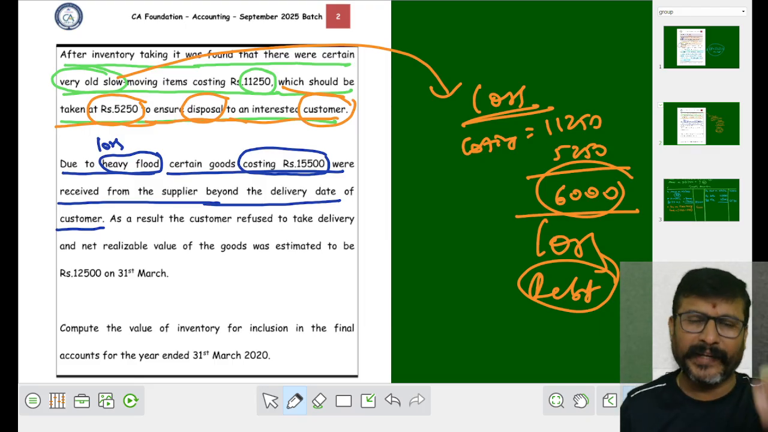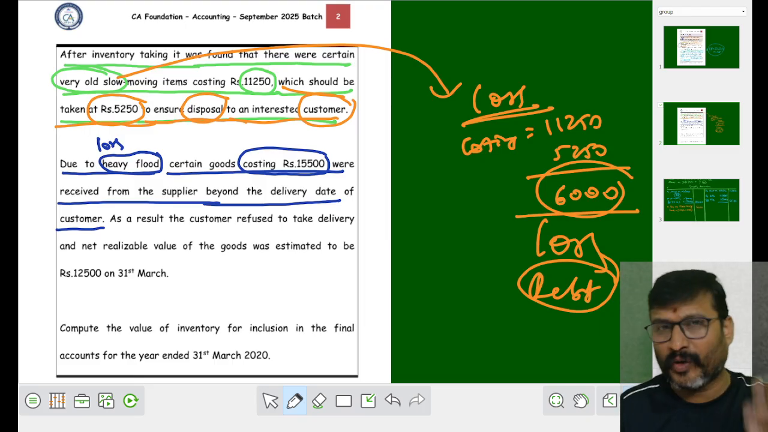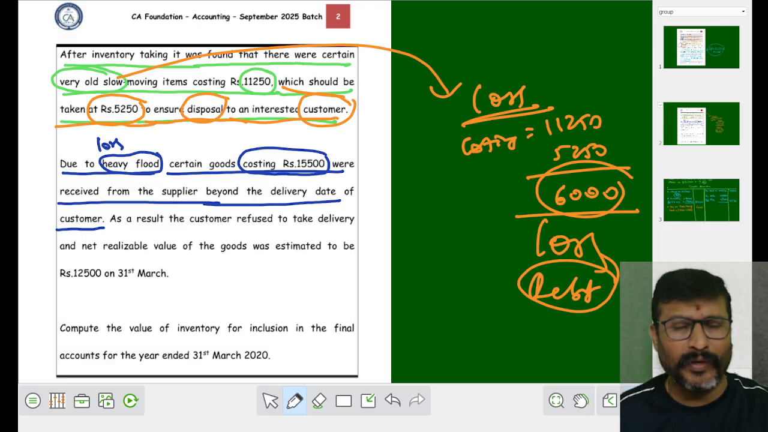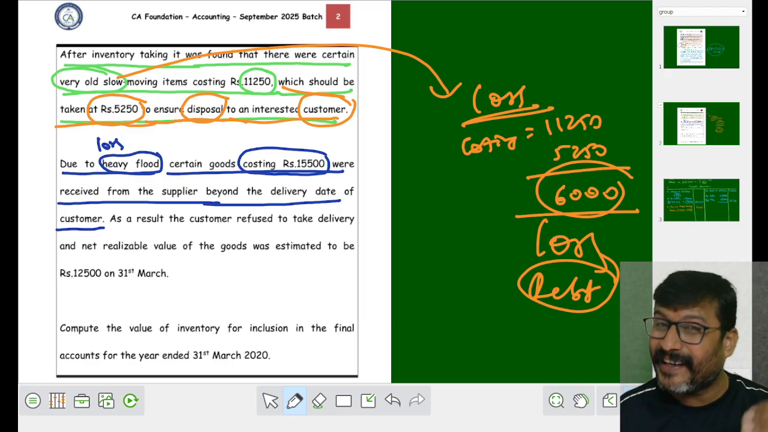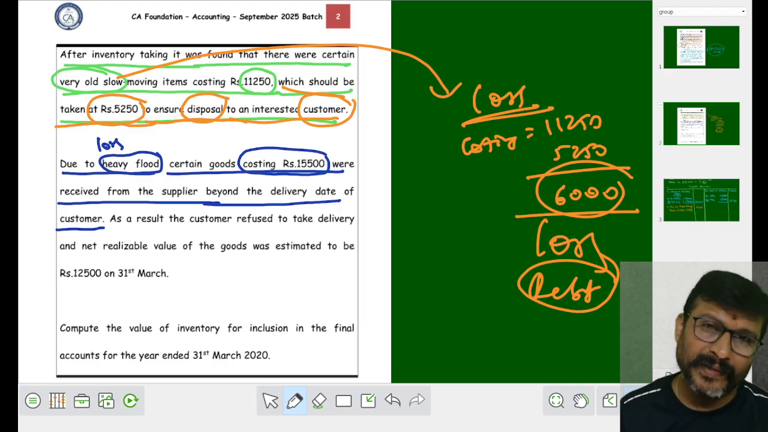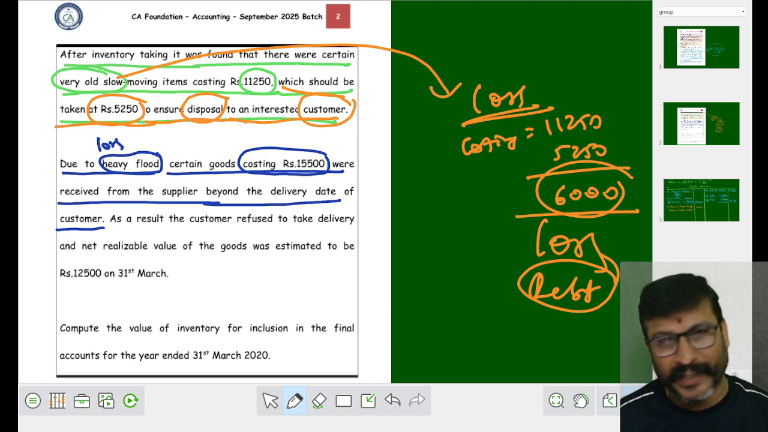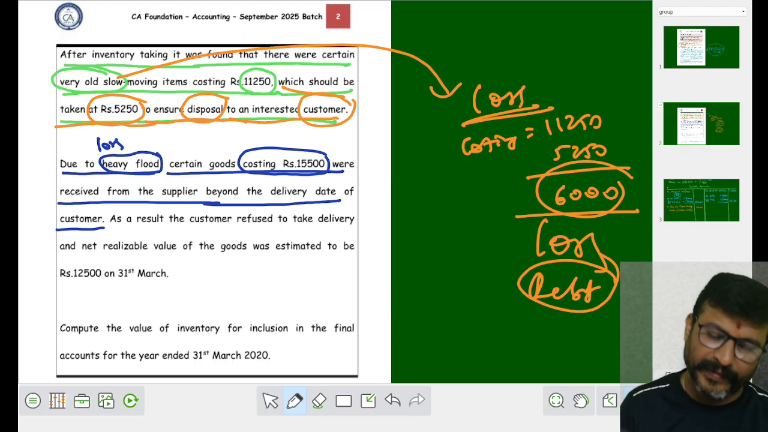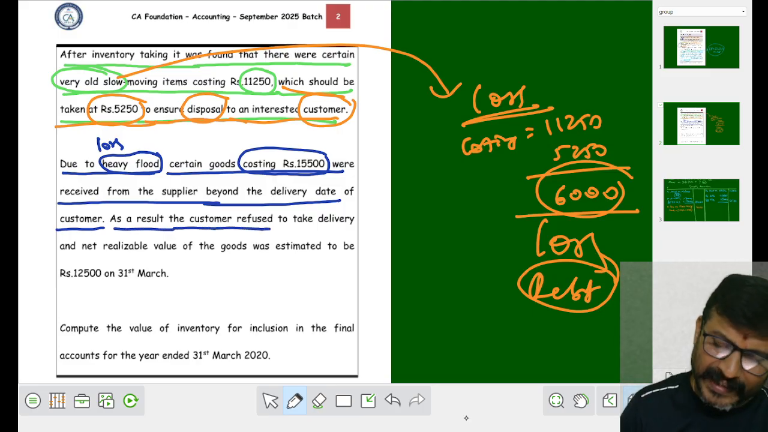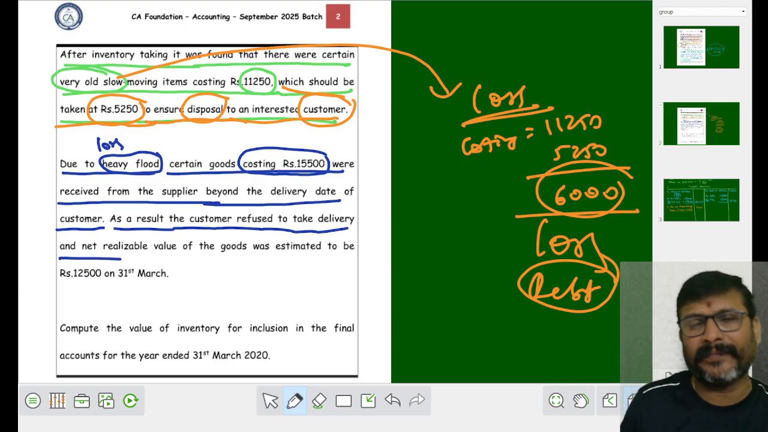We have given some date to the customer, telling that we are going to deliver the goods to you on so and so date. Because of the heavy flood, we didn't receive the goods in time. When we didn't receive the goods in time, it's not possible to sell those goods to the customer in time. That is what beyond the delivery date means. As a result, the customer refused to take the delivery.